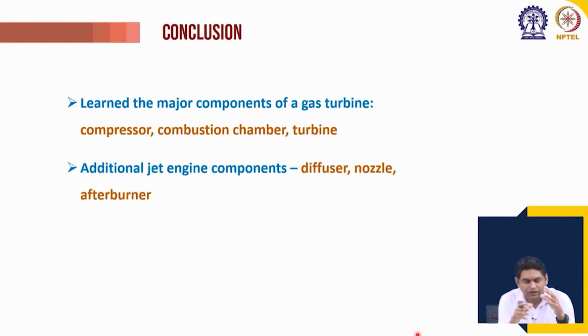Okay. So, we have learned in this class the major components of a gas turbine, which are the compressor, combustion chamber and turbine, and how they work at a very basic level, so that we can study the overall systems as we will do in the subsequent classes. When we study them, we have the basic knowledge of the individual components also; we are not in the blind. Okay. And the second is, we also learned additional jet engine components like the diffuser, nozzle and afterburner.